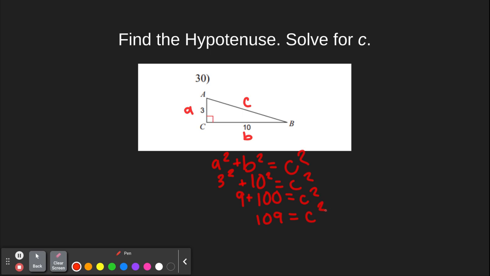Now, we just want c on its own, so we're going to find c by taking the square root of each side. Square root of 109 equals c. I know normally when we take the square root of each side, we get two answers, but we are talking about a side length, so we do not need the negative answer. Also, the radical square root of 109 cannot be simplified, but we will see an example of that in the next slide in case you need a refresher.